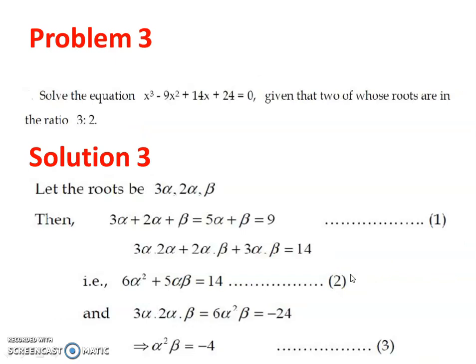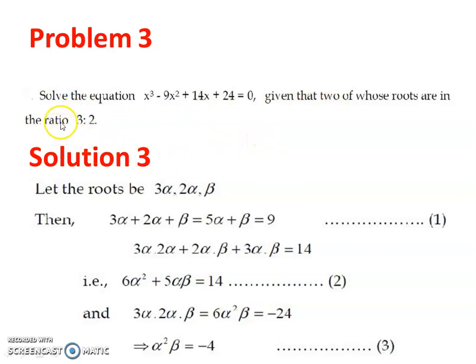Now let us discuss another problem. Here the question is, solve the equation x cube minus 9x square plus 14x plus 24 equal to 0. Here the condition given is that two of the roots are in the ratio 3:2. There will be three roots, out of which two roots should be in the ratio 3:2. And there is nothing mentioned about the third root.